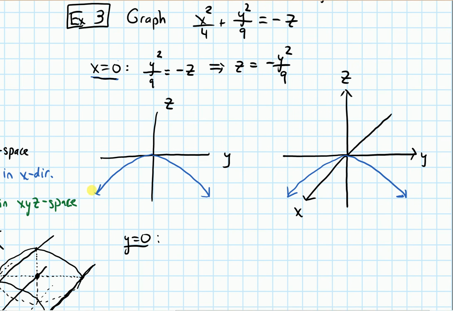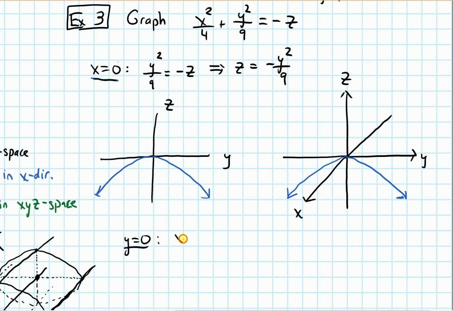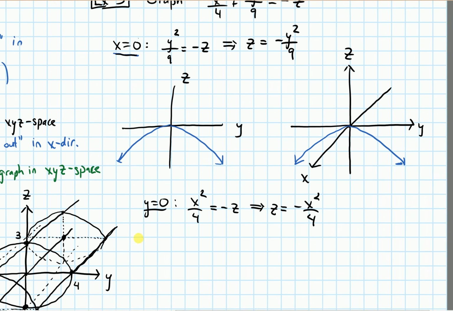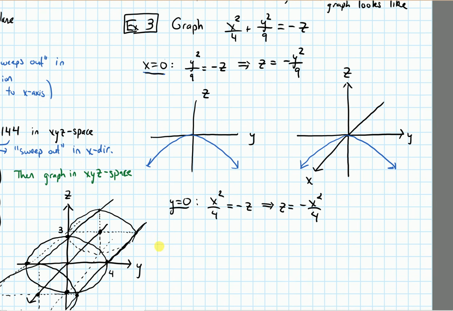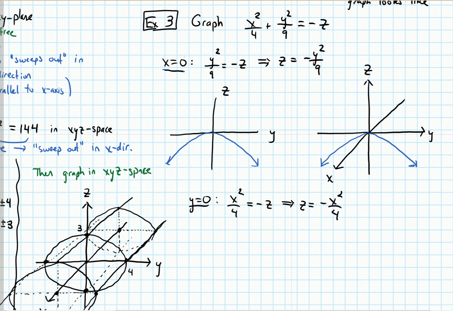So if we plug in y equals 0 into this equation, we get x squared over 4 equals negative z. And isolating z, we get z equals negative x squared over 4. And now let's graph this. Let me zoom it out a little bit. Let's graph this first in the xz plane. So I'll draw just 2 axes, an x and a z. And let's graph this in the xz plane.